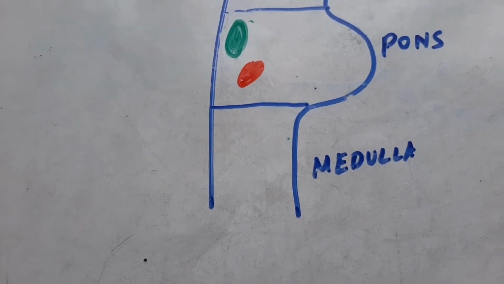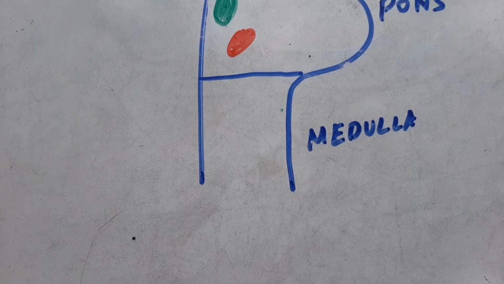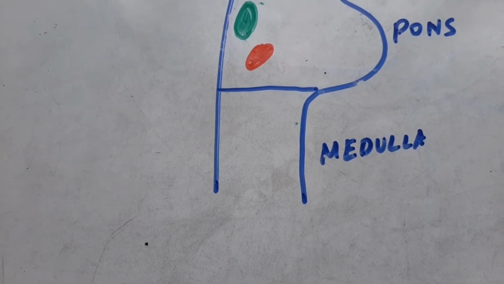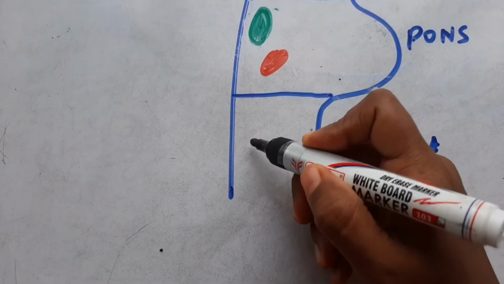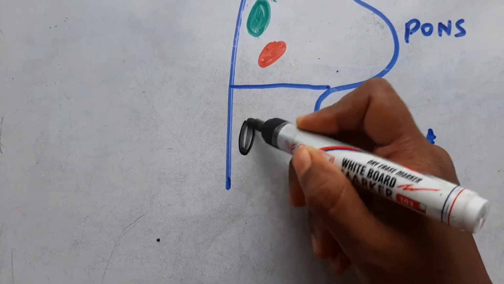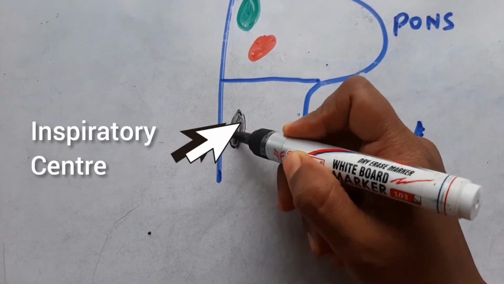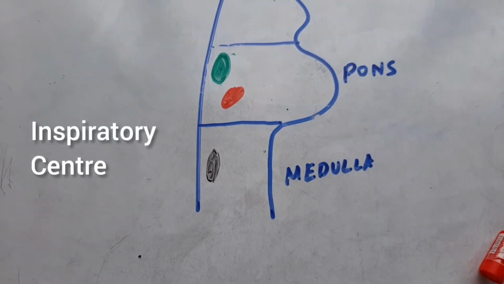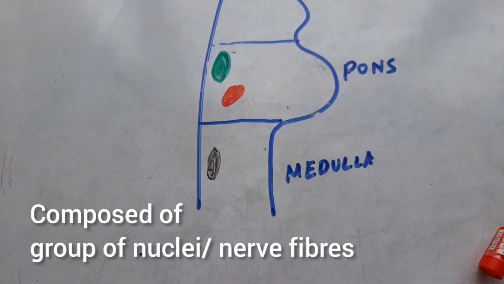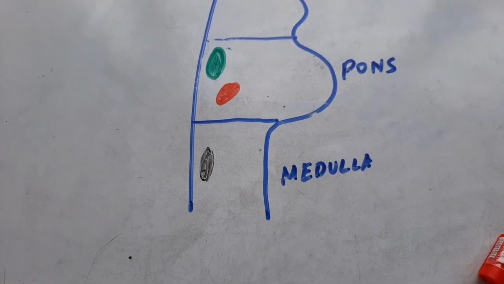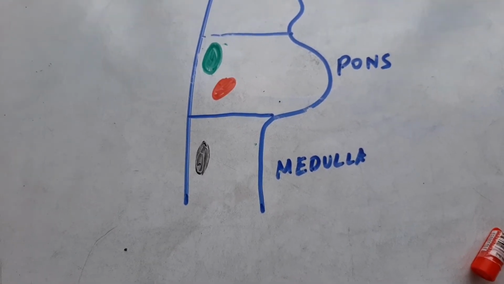There is another center in the medulla oblongata, which contains a group of nuclei. So these are the main centers. Now let's discuss how they regulate the respiration.